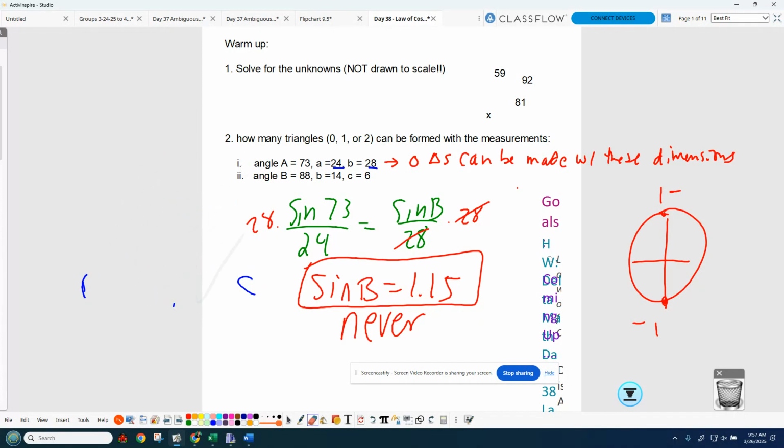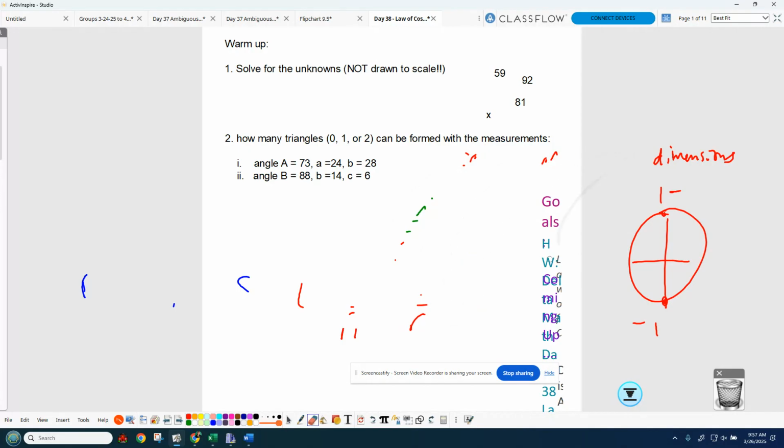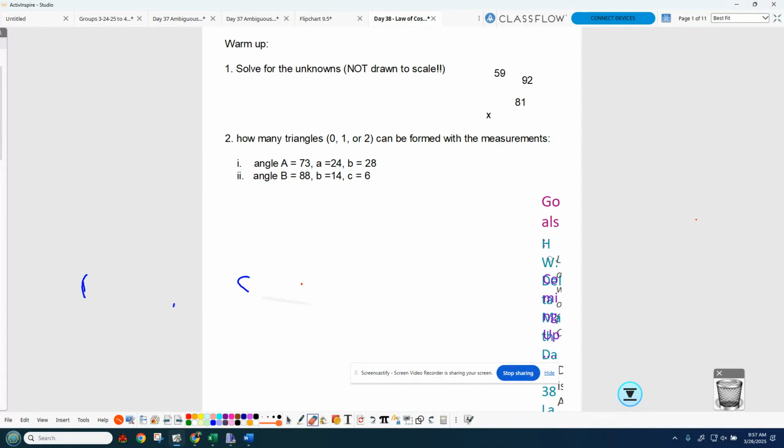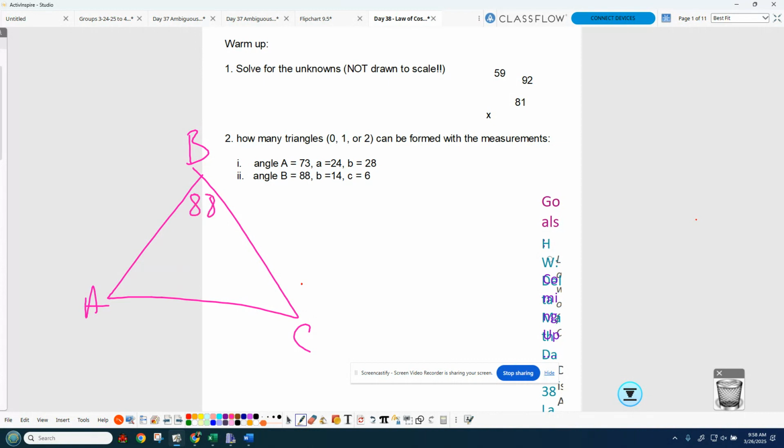All right. For the second one, I have a feeling it's going to be 2 just because we practiced that ambiguous case yesterday. All right. So Andreas, I put B where I put A last time. Why? Because that's the number they gave me. And B is 14, C is 6.